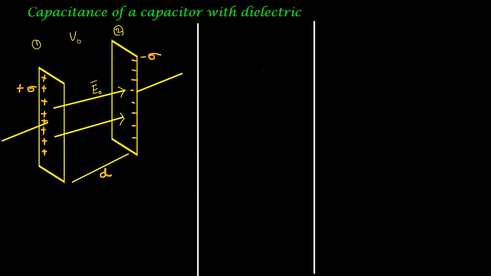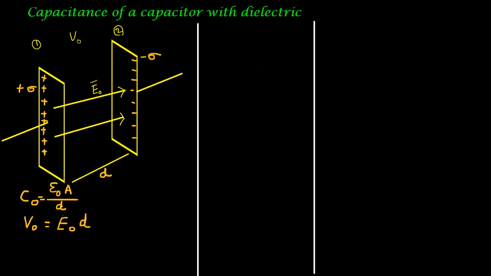We have already derived a formula for capacitance in the case of a capacitor without dielectric medium. It is C0 equals epsilon naught A upon d. Epsilon naught is the permittivity of space or vacuum. There is no dielectric medium there.